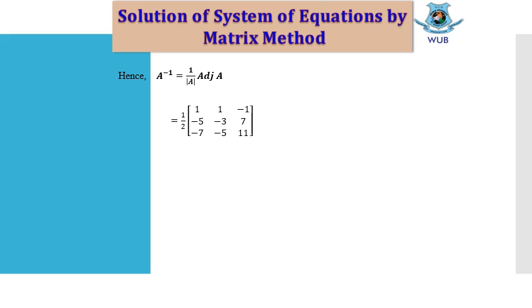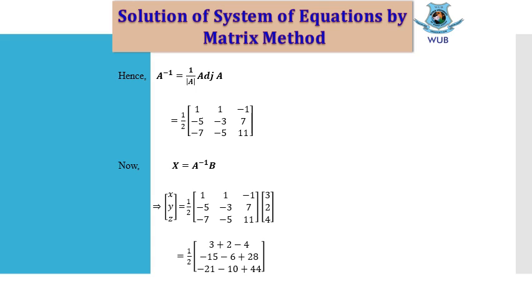Now we have to find out A to the power minus 1. If we put the value of 1 by determinant of A into the adjoint of A, we already got all the values of this equation, and we find out A to the power minus 1. And finally, what's our equation? Our equation is X equals to A to the power minus 1 dot B. In this equation, we know all the values.